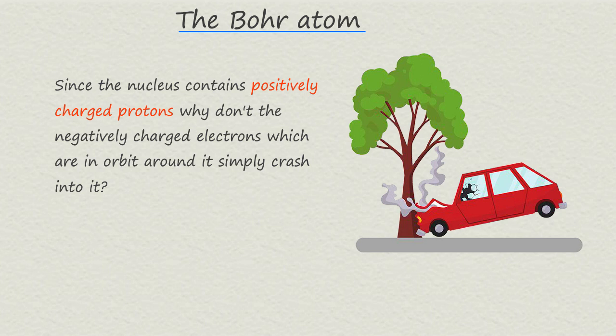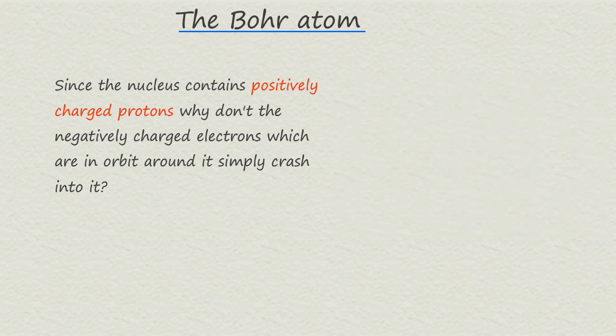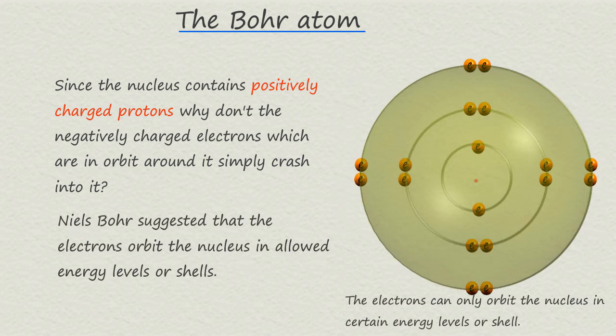Now, the answer to this problem was provided by the Danish physicist Niels Bohr, who suggested that the electrons were only allowed to orbit the nucleus in certain allowed energy levels or shells.